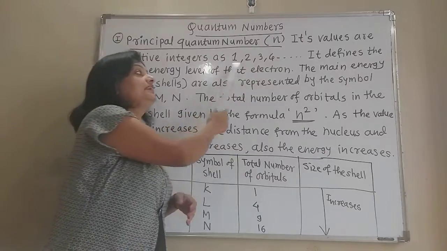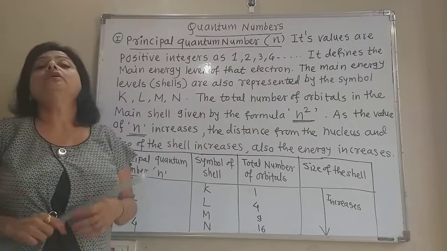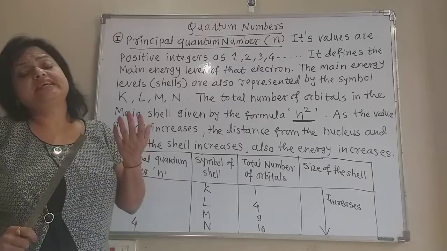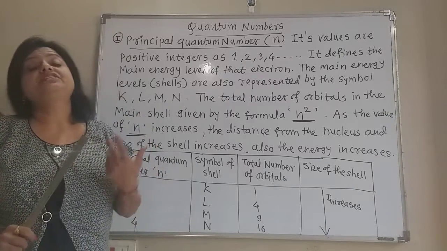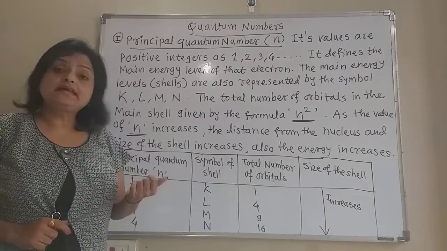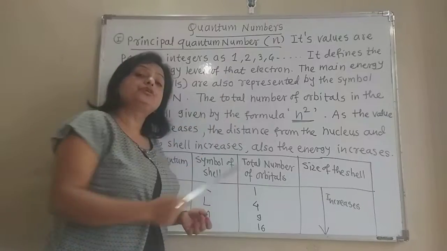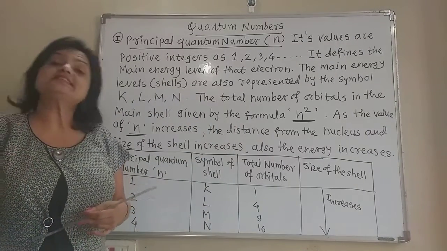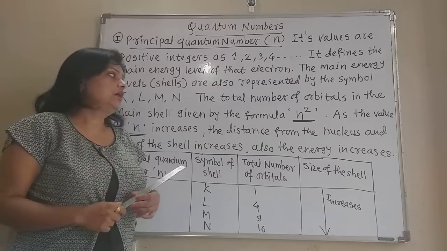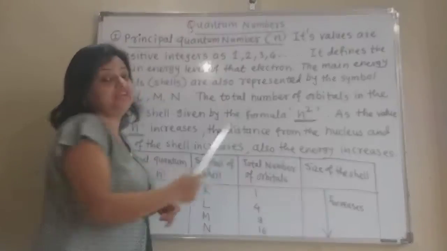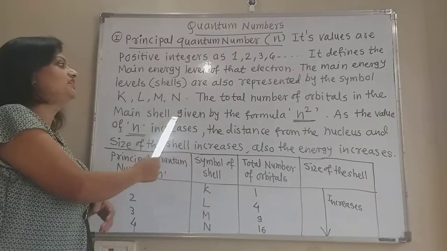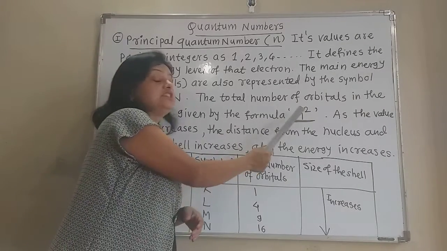As the value of n increases, the distance of the electron from the nucleus increases, the size of the atom increases, and the energy of that electron also increases. The greater the value of n, the principal quantum number, the greater the energy level and energy of that electron. Now, the total number of orbitals in the main shell is given by the formula n square.